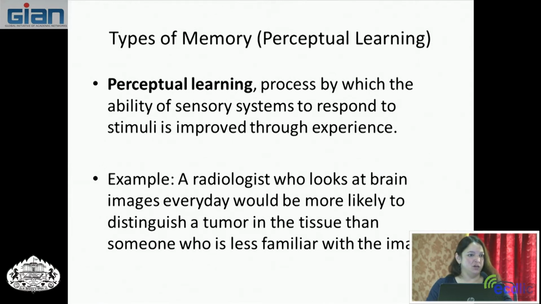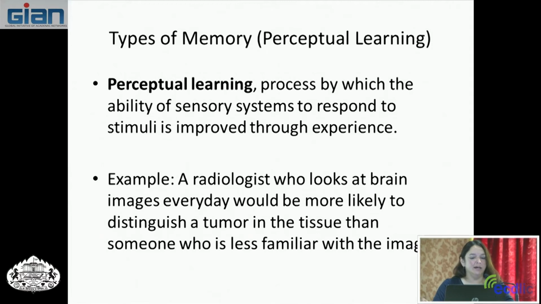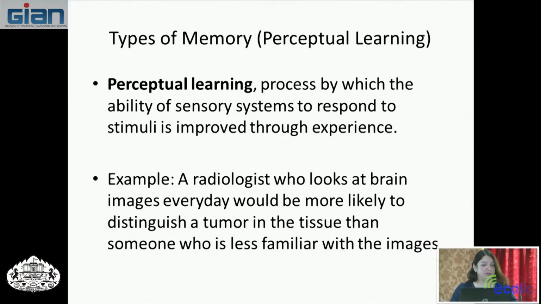Another type of non-declarative memory is called perceptual learning. Perceptual learning is a process by which the ability of sensory systems to respond to a stimulus is improved through experience. An example of this would be a radiologist who looks at pictures of brains every day. They might be able to look at a picture of a brain and see a small tumor very quickly compared to somebody who doesn't look at these pictures every day. So this is perceptual learning, being able to pick out more detail in a stimulus because we've been exposed to it over and over again.